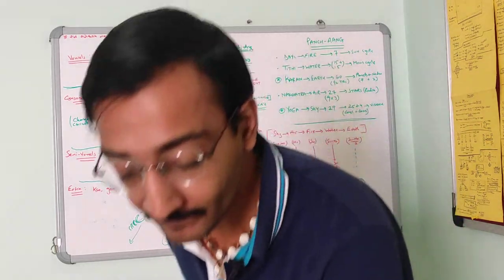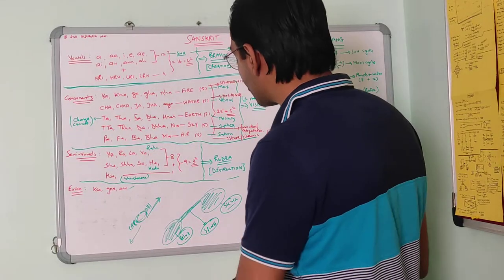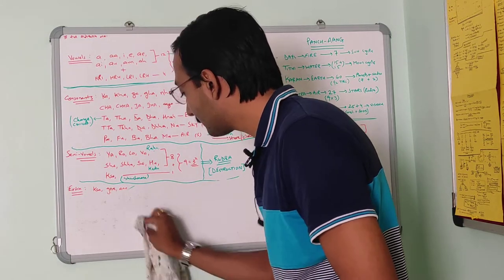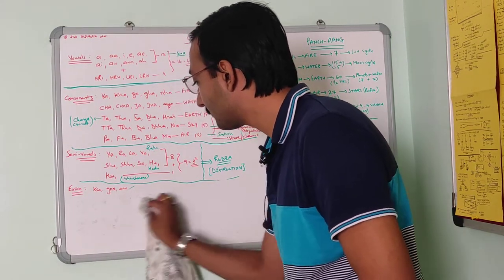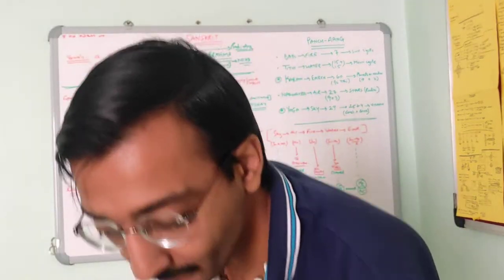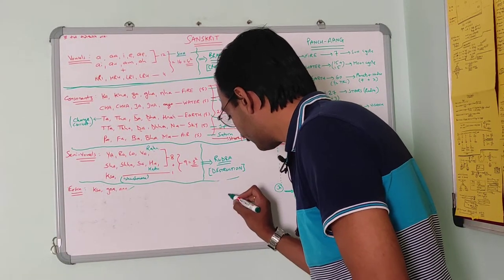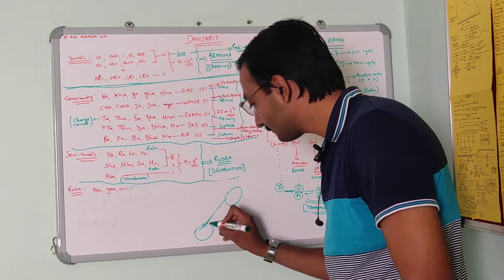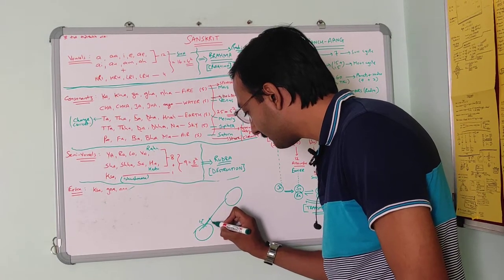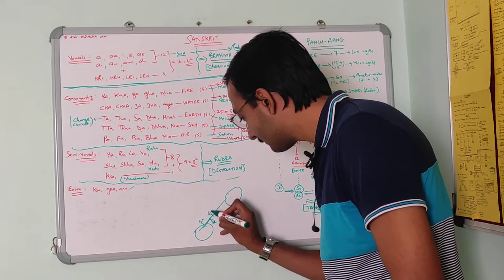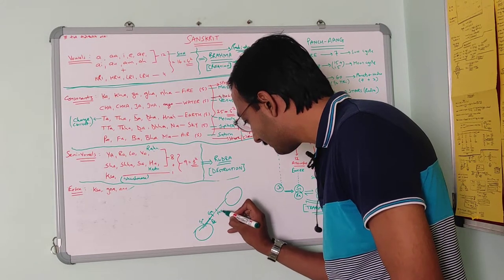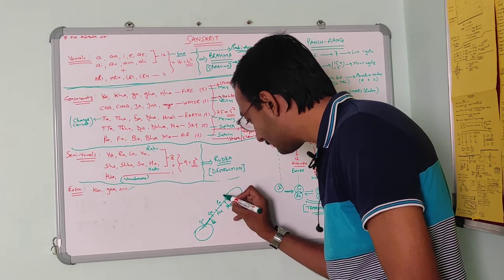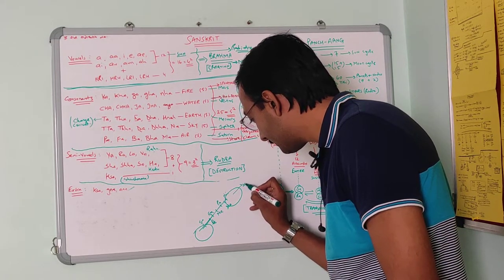So let's talk about the seven swars. See, this is going to be a very interesting topic. Sa, Re, Ga, Ma, Pa, Dha, Ni, and Sa.